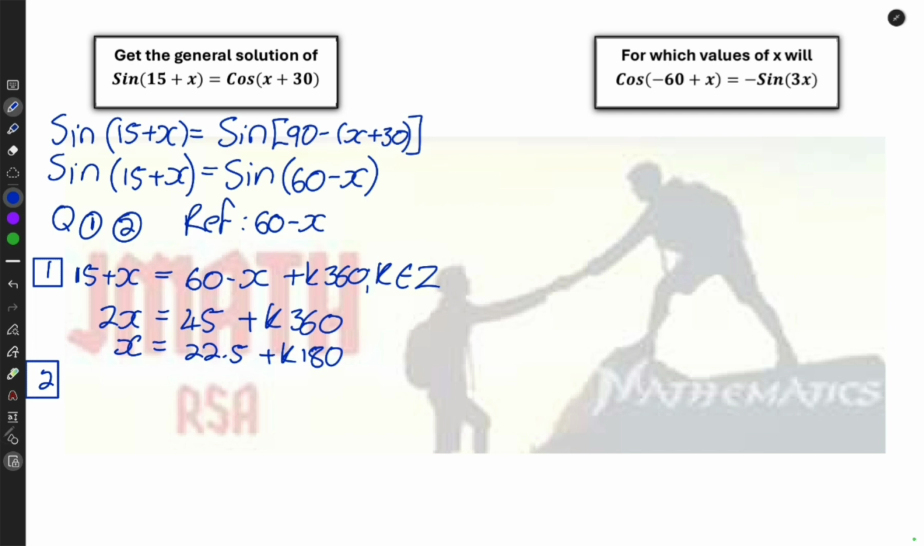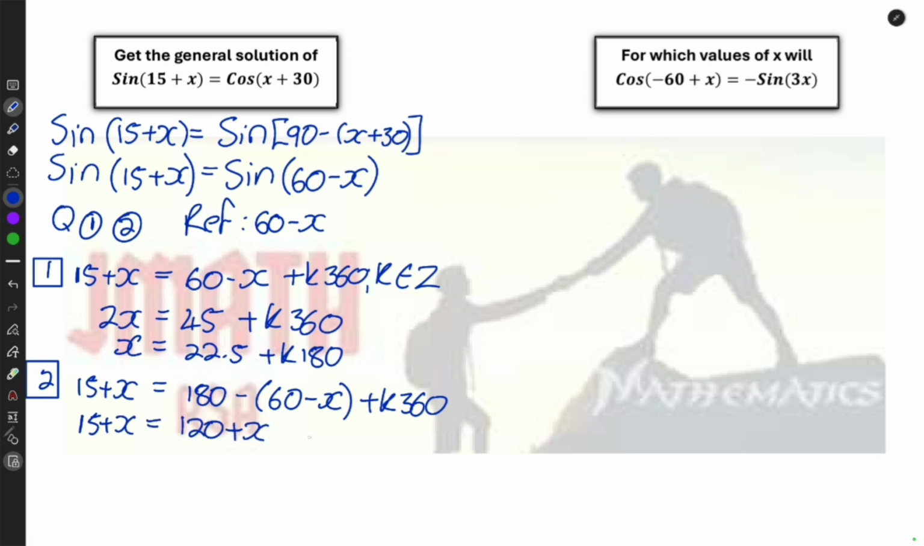I also need to do quadrant 2 because sine was positive in both, and therefore 15 plus x is equal to 180 minus the reference angle, which is 60 minus x, and then plus k 360. So now if I simplify, 15 plus x is equal to 120 plus x plus k 360. I bring all the x's to the left, and then I see I'm going to hit a problem. So this is just 105 plus k 360. But on the left, my x's cancel out. And I know that 0x cannot equal 105.